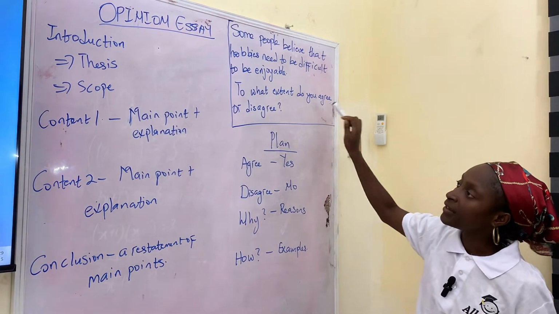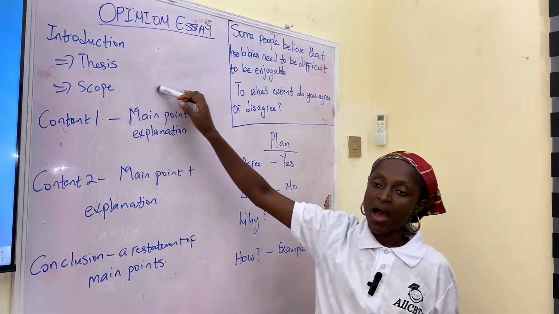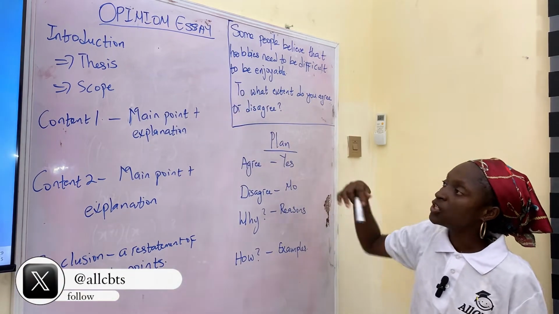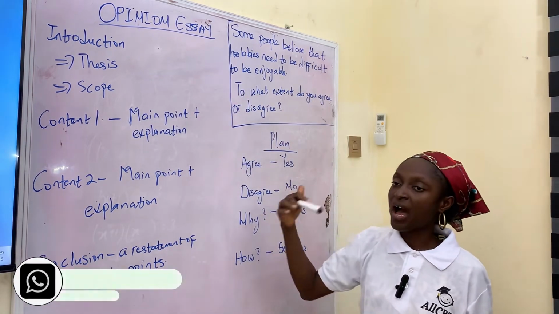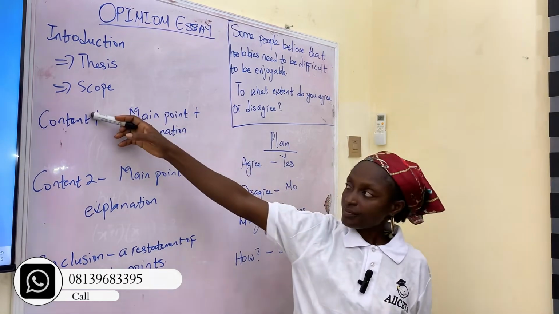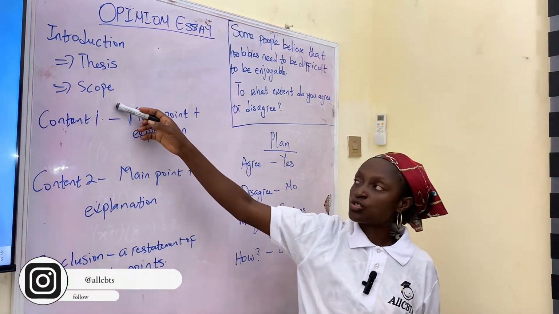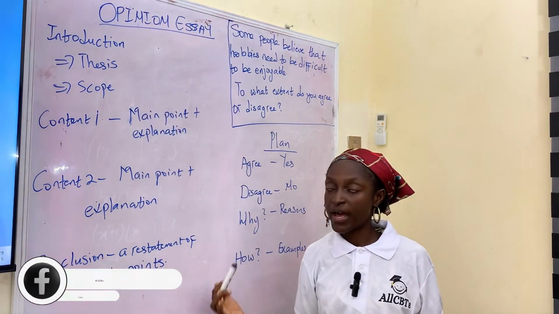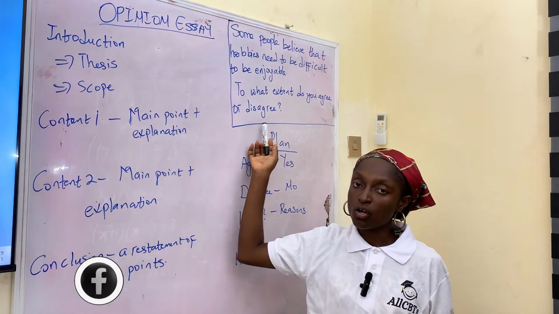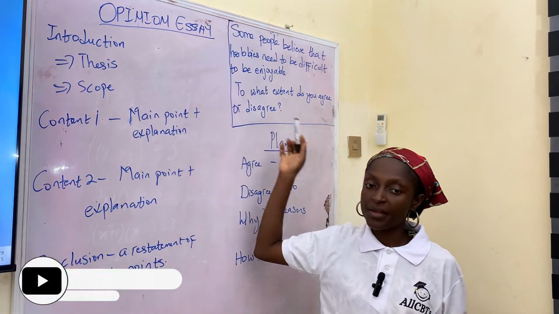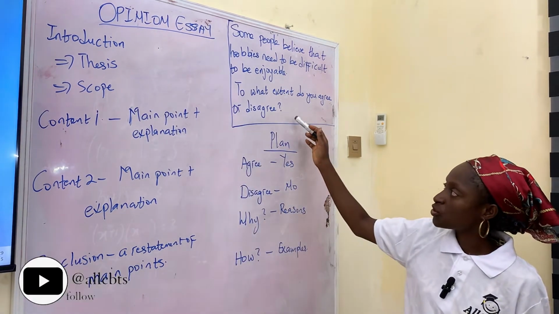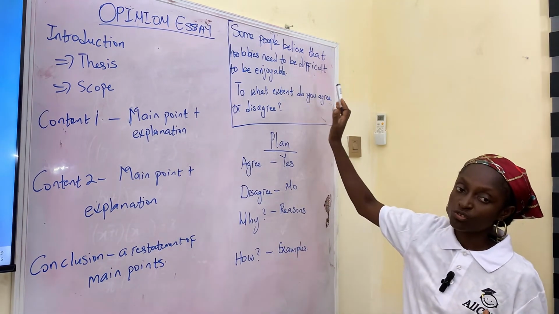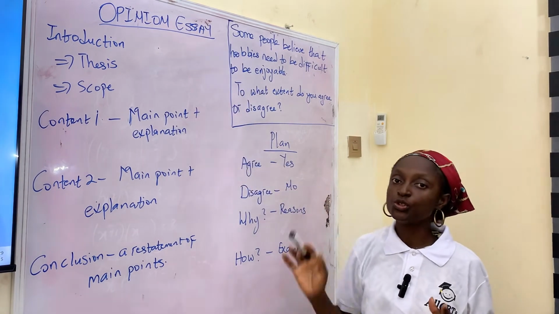If you agree, then you are going to write I agree under the thesis, then you give your reason. So I agree because, so when you are now agreeing because, that will be your main point, which is also going to be the scope of your essay. So I agree because, I disagree because, so that is what we are expected to do. So I have used this question to explain how your introduction should look like.